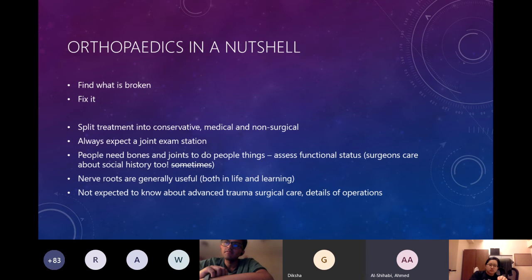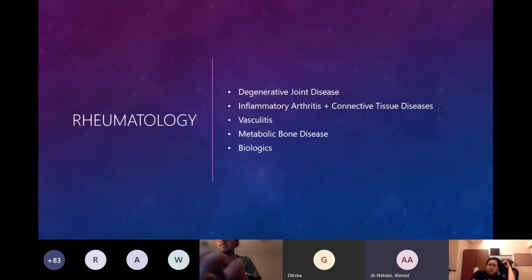If anyone's got any questions about orthopedics, ask them at the end, because I think we should switch to rheumatology. Yeah, in the chat. We'll switch over now. Anusha's going to take rheumatology. Yeah, you're not expected to know about advanced trauma or details of operations. Don't worry about that. I'll take over answering questions in the chat, and I will hand over to the rheumatology man.